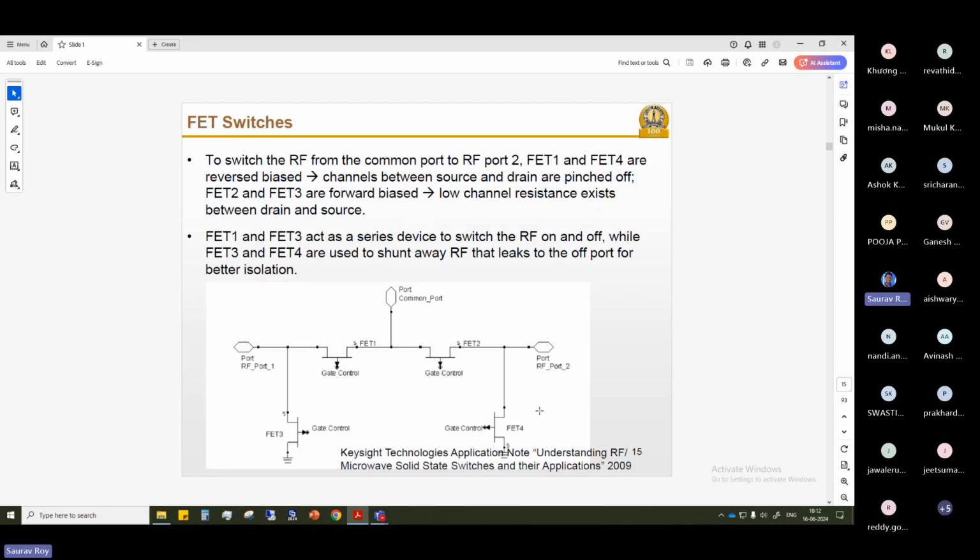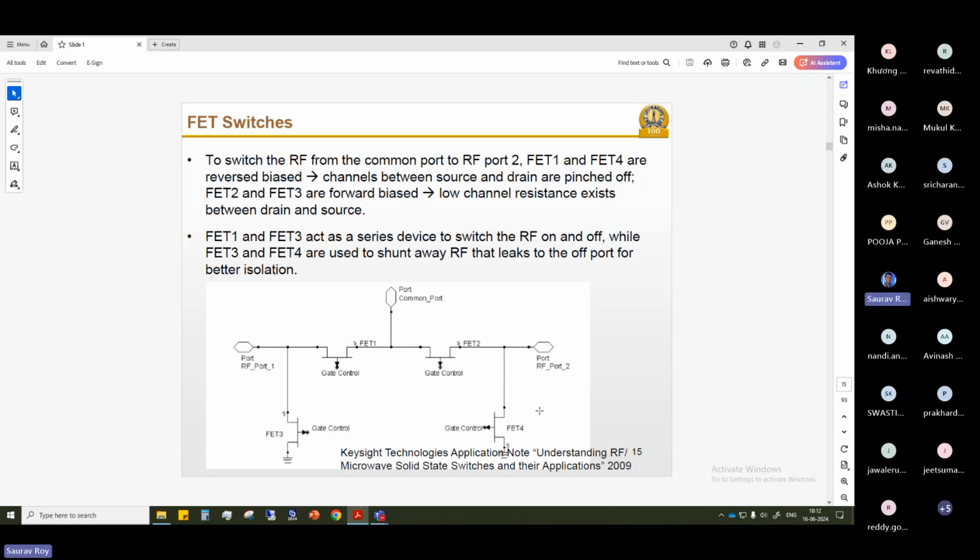So now, to use the FETs for the switching condition, how do we use them in our RF circuitry? Definitely, only one switch will not work, because generally the configuration we are interested in is SPDT, single pole double throw. Only one MOSFET will give you only one throw, only one way of signal flow. But that we don't want, right? We want two combinations.